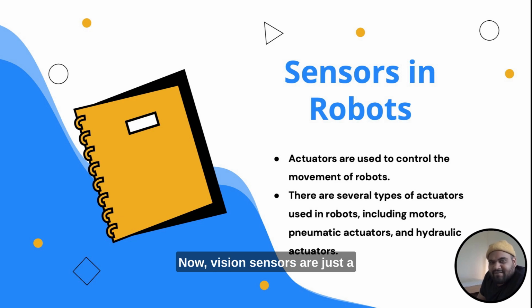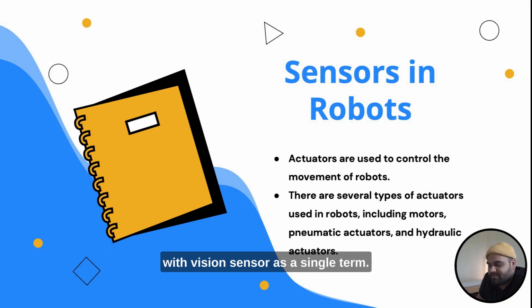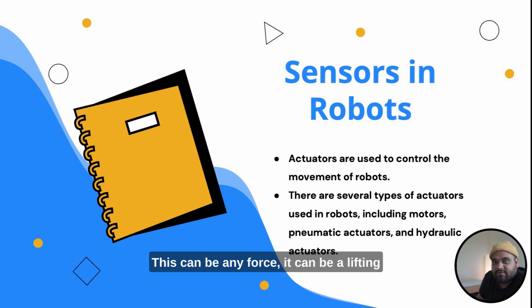Now, vision sensors are just a little complicated term for cameras. It basically allows them to analyze the surroundings. Of course, there are different kinds of cameras. That's why we generalize them with vision sensor as a single term. And then you have force sensors, which essentially allow the robot to detect and measure forces. This can be any force. It can be a lifting force, or it can be a throwing force, or it can be anything which is around you.